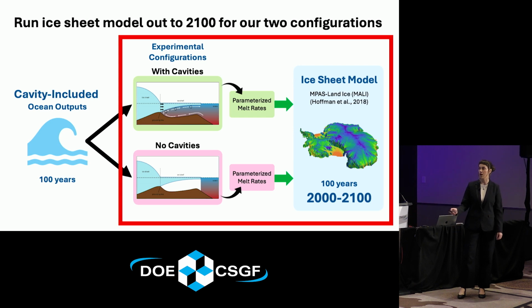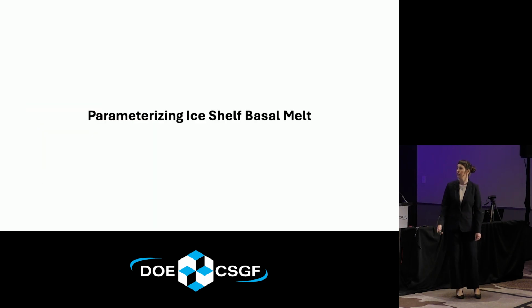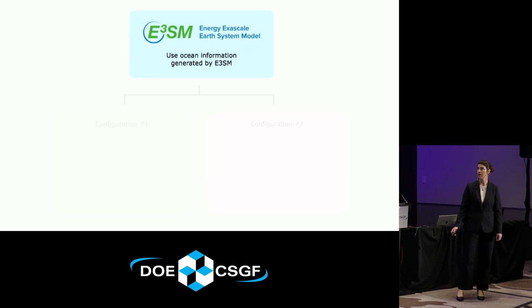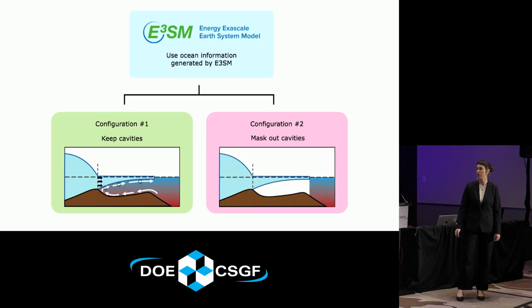And so first I'll talk about how we parameterize those melt rates, and then later on I'll talk about the results from the ice sheet model. Okay, so parameterizing the ice shelf basal melt. Again, we start with our ocean information from E3SM. We create our two different configurations. Again, we're keeping ocean information in the cavities. The second one, we're masking them out.